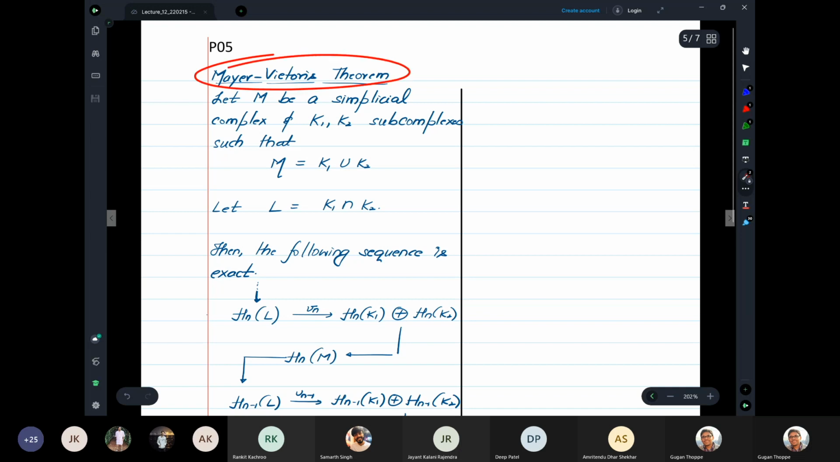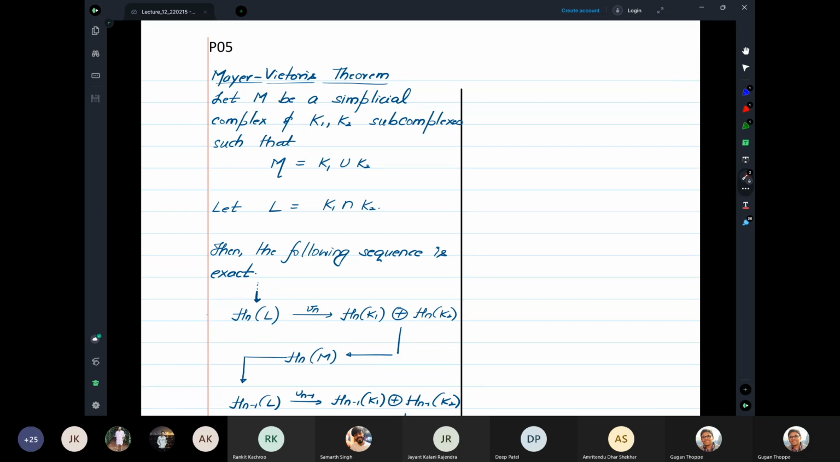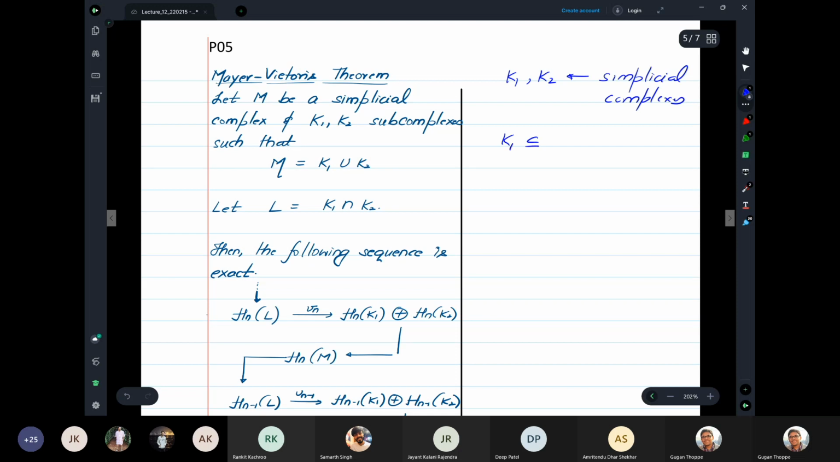So the Mayer-Vietoris theorem goes as follows: let M be some simplicial complex. This is some simplicial complex that has been given to you, and let K1 and K2 be subcomplexes of M, which means that K1 and K2 are themselves simplicial complexes. This is the first thing. Furthermore, K1 is a subset of M and K2 is a subset of M. Is this okay? So these two conditions hold: both of these are simplicial complexes, and individually K1 and K2 are subsets of M.